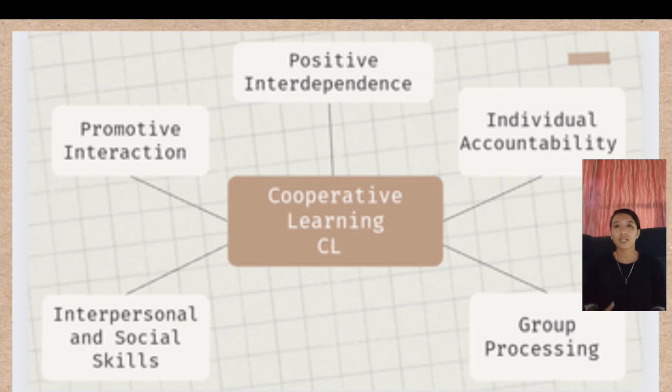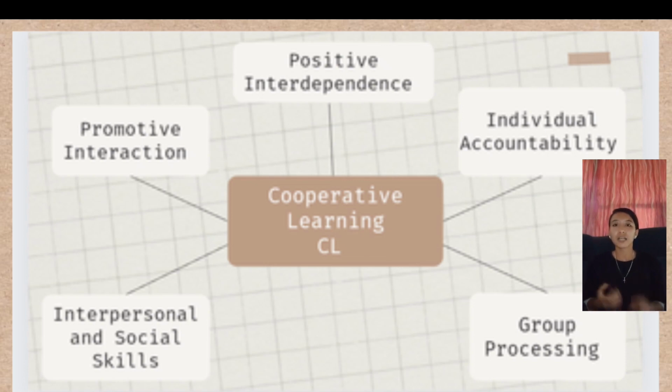The first one is the positive interdependence. Mao ni siya ang positive gani na pagsalig ninyo sa usag-usa, wherein ang mga students kay nagtrabaho isip usa ka nagkahiusa nga grupo aron katong mga objectives or aims sa ilang grupo kay ma-achieve jud nila.